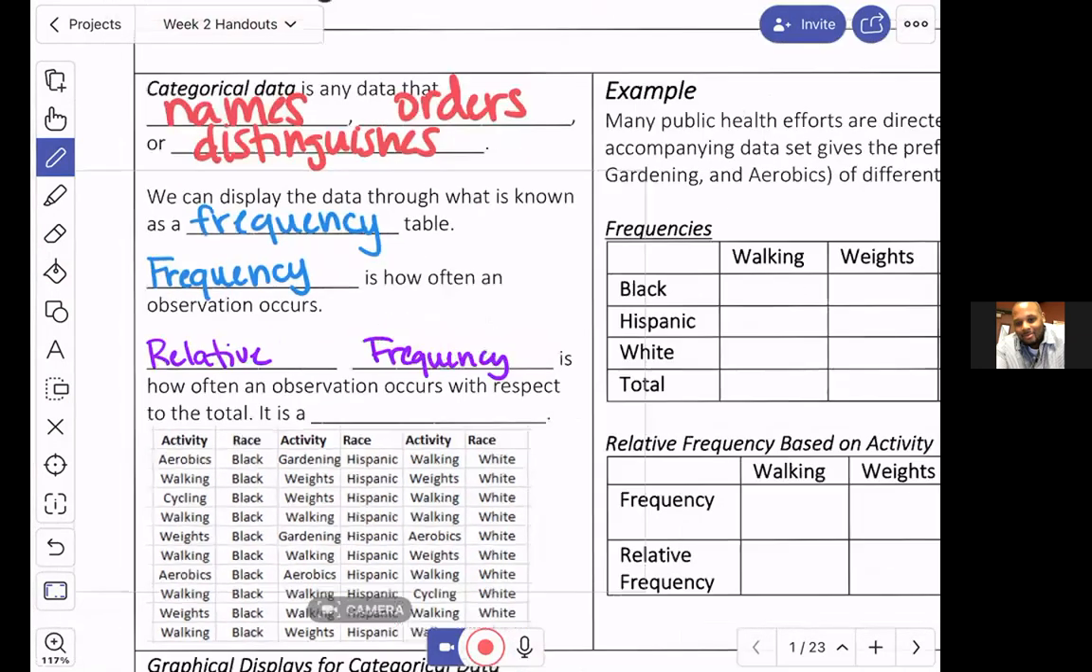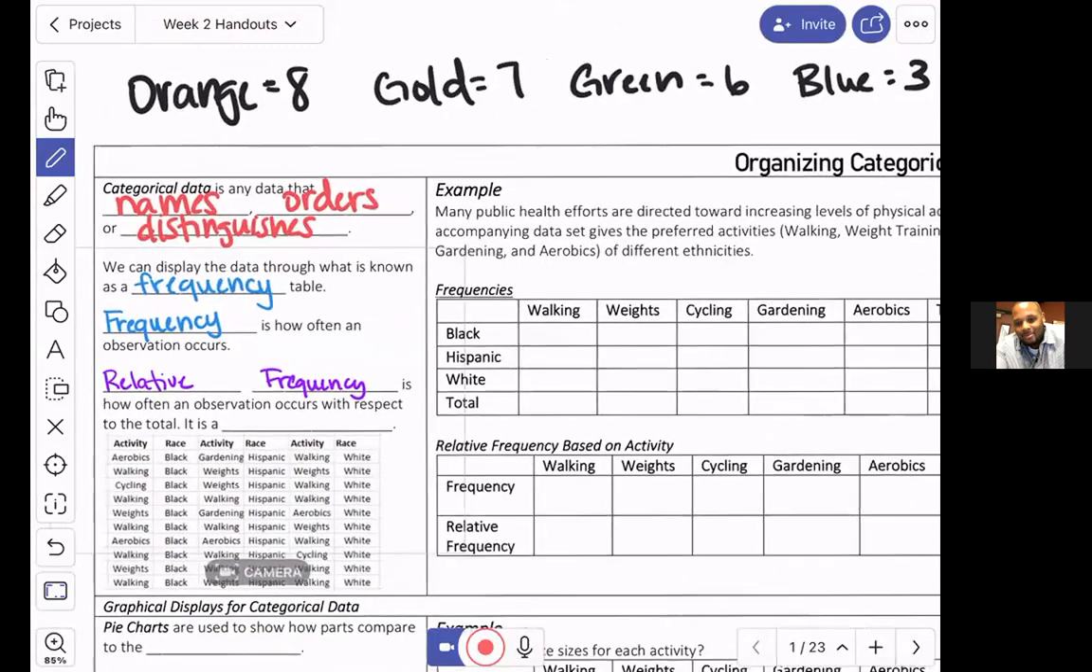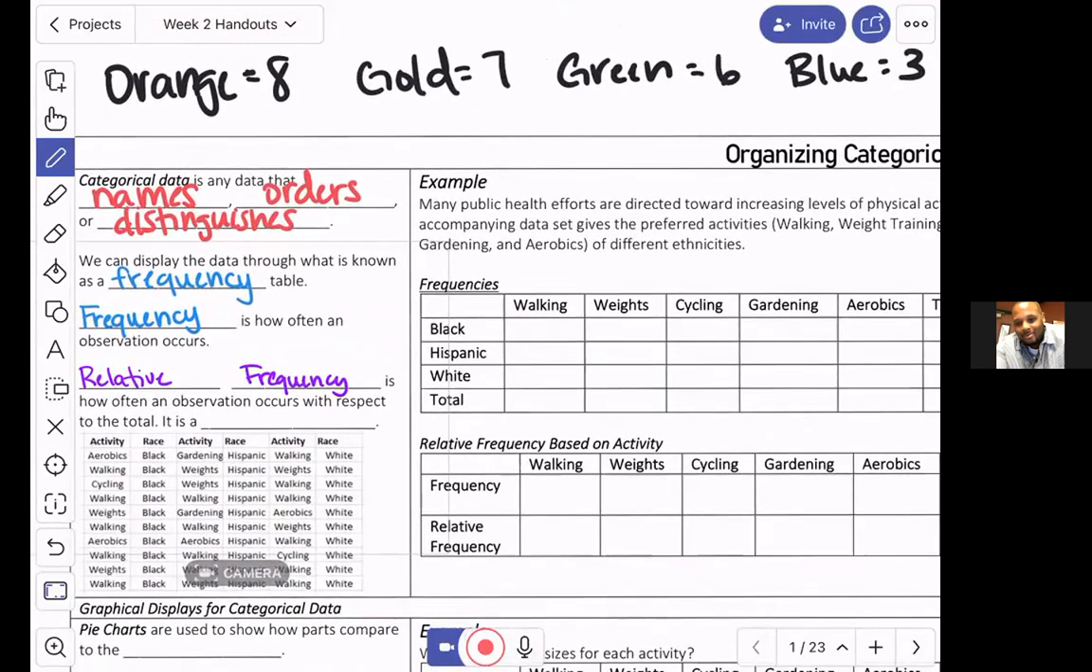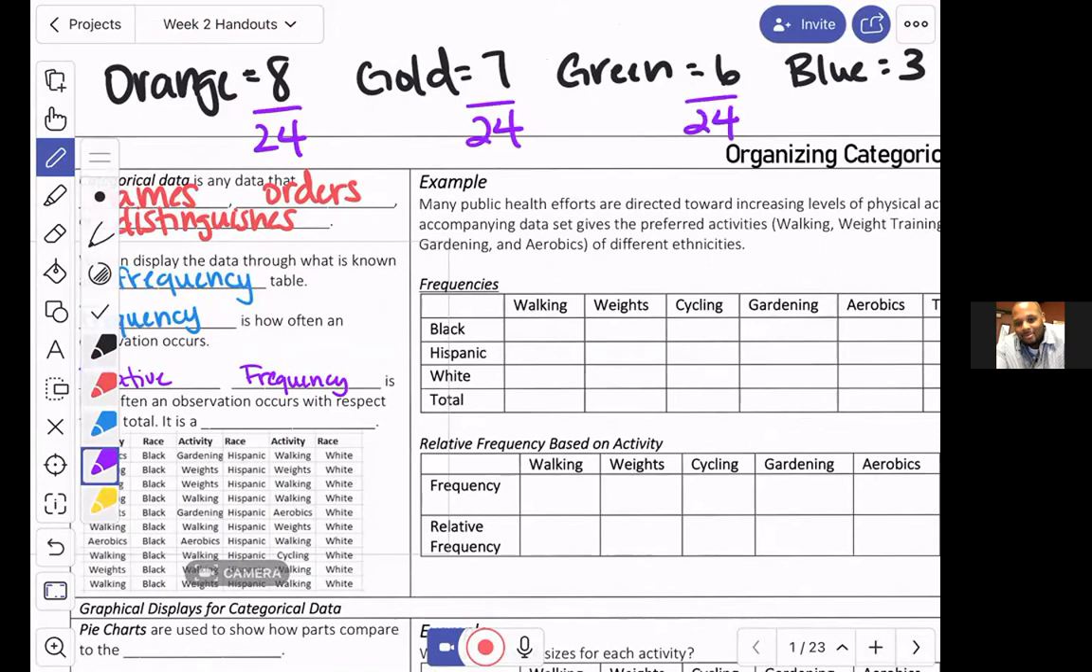So if we look at our stuff right here, we need to find the total. So 8, 7 is 15, 6 and 3 is 9, that's 15 and 9. That's 24 total people that did this, right? So the 8 is the frequency, 7 is the frequency, 6 is the frequency, 3 is the frequency. Relative frequencies would take each one of these numbers and divide them by 24. Those are going to give me my relative frequency.